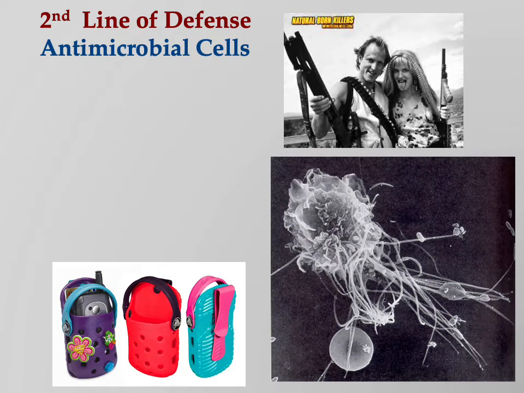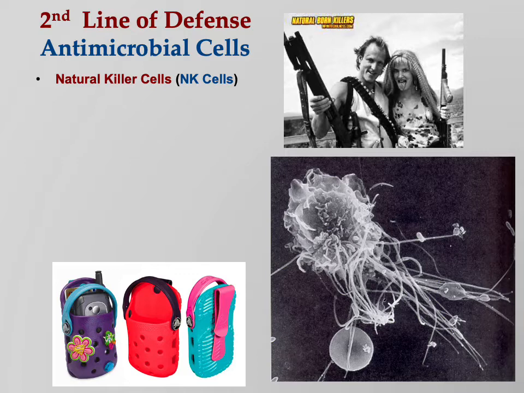Recall that we're talking about the lines of defense. The innate immune system had the first and second lines of defense. We covered the first line of defense. Then we started the second line of defense with the antimicrobial proteins. Let's continue then with the antimicrobial cells, and you've seen some of these before.